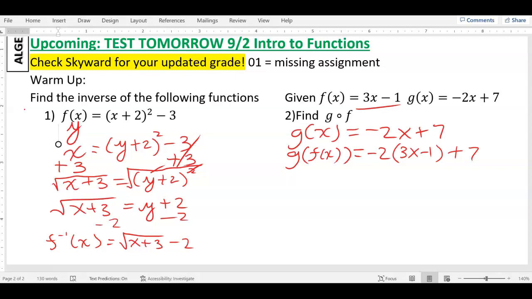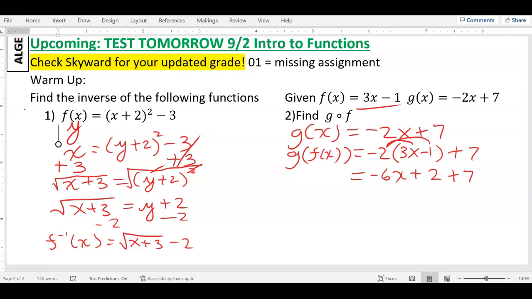We need to simplify this. We're going to distribute and combine like terms. So what's negative 2 times 3x? Negative 6x. Okay. Negative 6x. And then what's negative 2 times negative 1? Positive 2, so put a plus 2. And then bring down plus 7. Remember, negative times negative is positive.